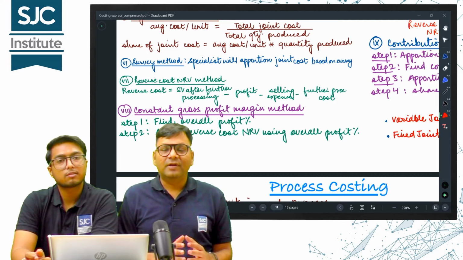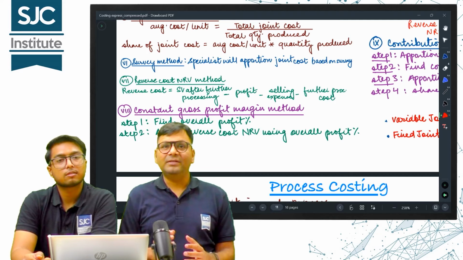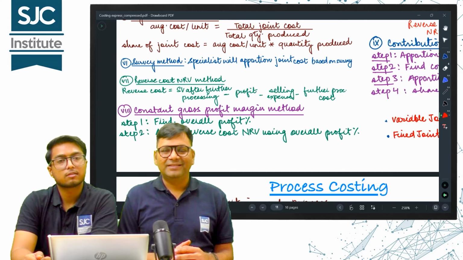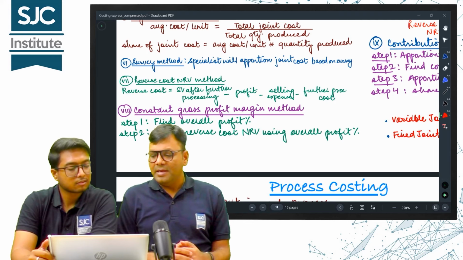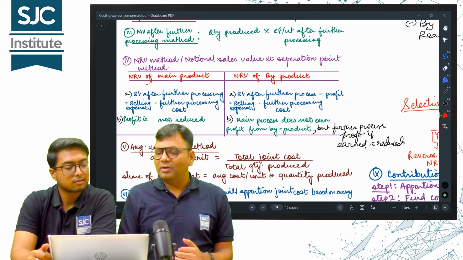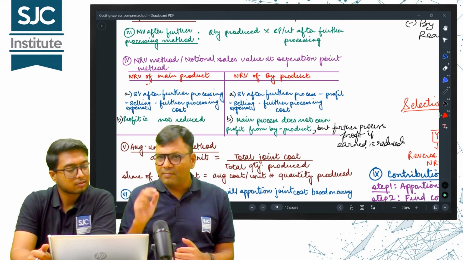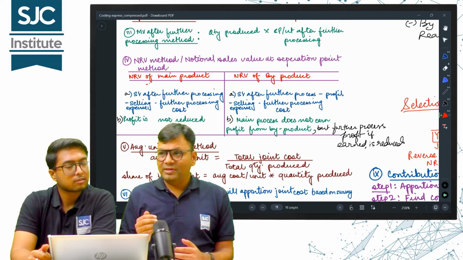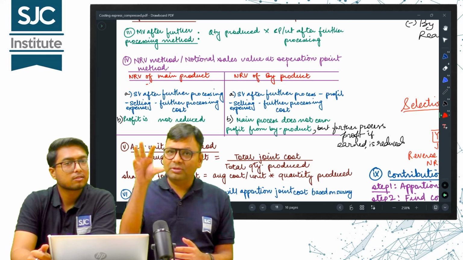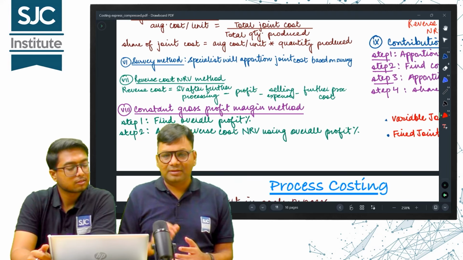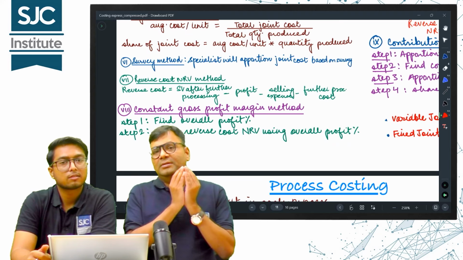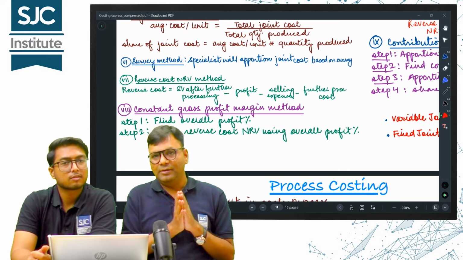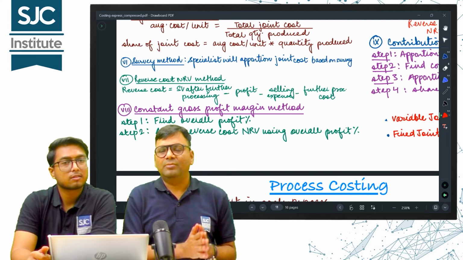Step 2 is to find out reverse cost NRV using this overall GP percentage. So this will give us the final result as share of joint cost directly. You know what is interesting here? In our previous reverse cost NRV method or NRV method or market value method, we were using those as ratio to apportion the joint cost. But here in this method, you don't need ratio. The ultimate result after deducting 3 items from your sales value is the joint cost breakup only.